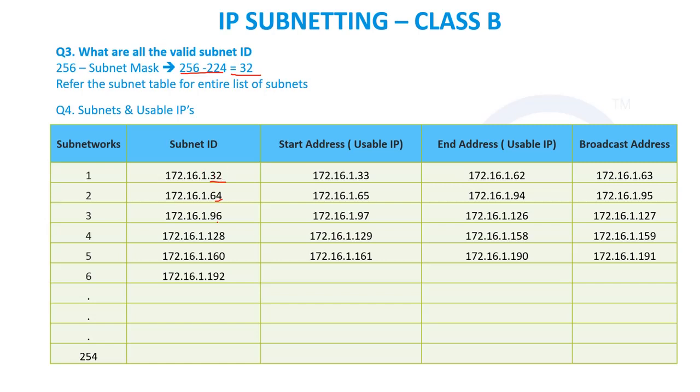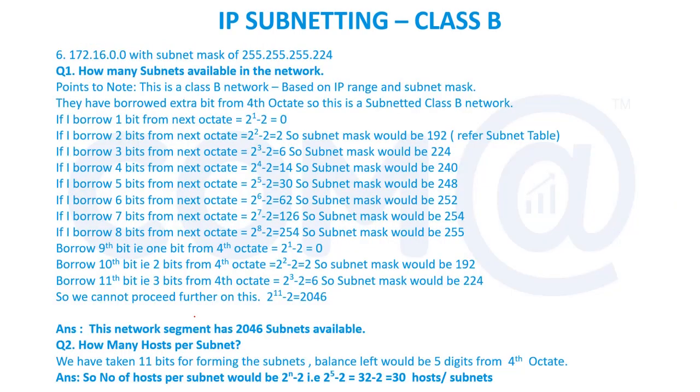So 1.32, 1.64, 1.96, 1.128, 1.224, it's like that. We'll have to complete the entire one series first by 32, 32, 32. I'll be filling up the tables. It will go for anything like that. How many networks have we seen here? We'll get 2046 subnets, and each subnet will have 30 hosts. That is the calculation we did.